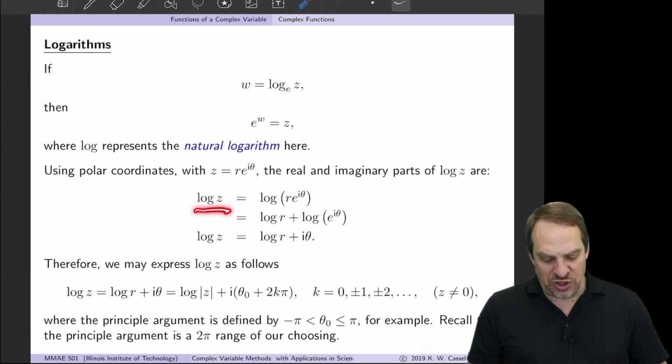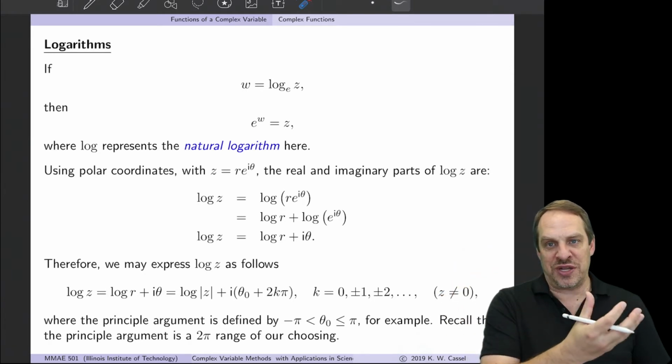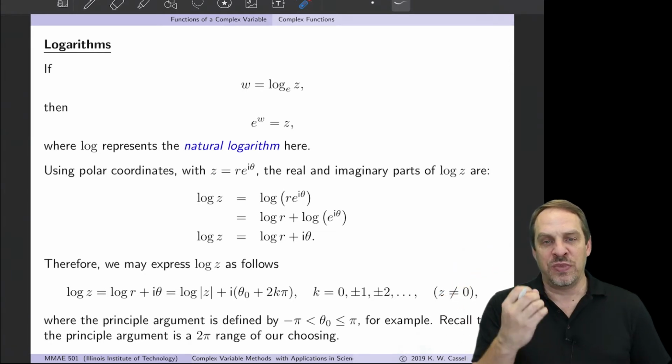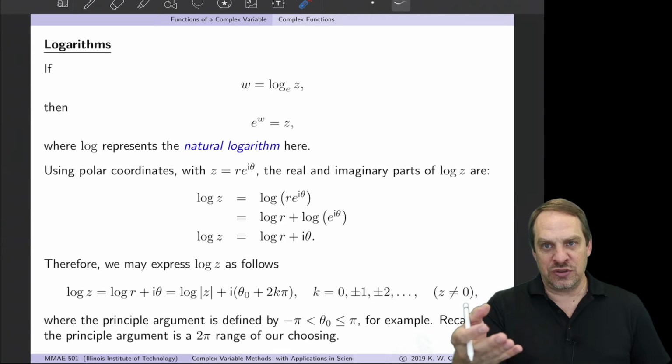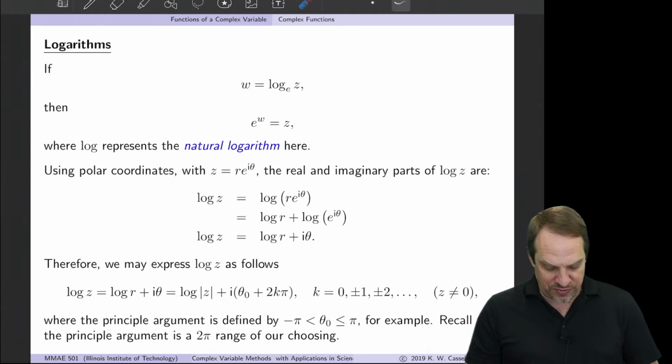So let's evaluate log z, and our goal is to isolate the real part and the imaginary part of log z. That's our goal. Now I could choose to use Cartesian coordinates, I could choose to use polar coordinates. I'm not sure which is going to be easier. Let's try polar coordinates here. I'll actually do Cartesian later on.